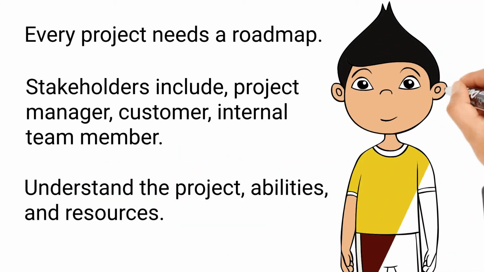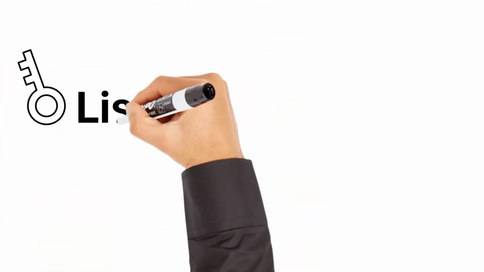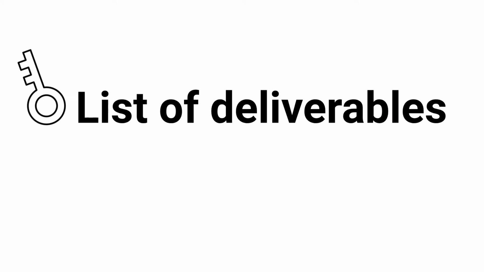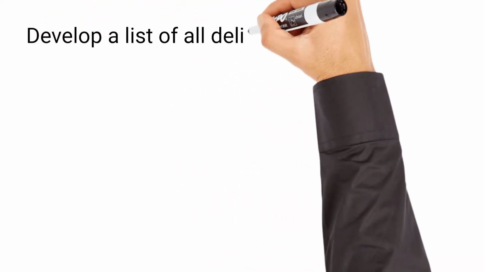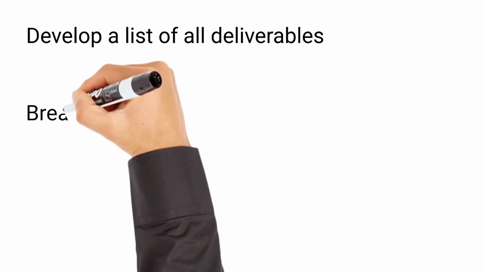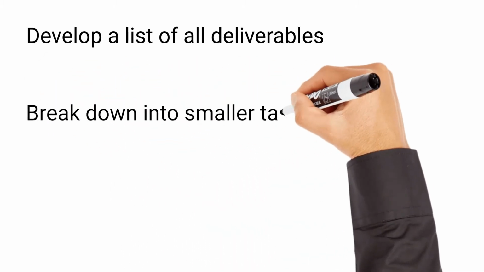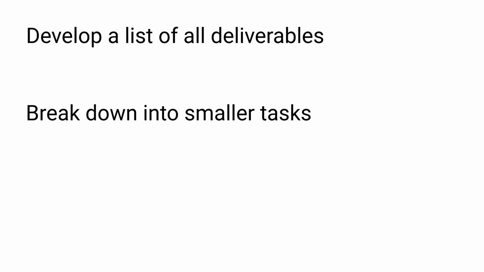Make sure you really understand the project, abilities, and resources. The second key is to break the project into a list of deliverables. Develop a list of all deliverables. This list should break down the larger project into smaller tasks that can be assigned to specific team members, and you should include estimated deadlines associated with each deliverable or task.